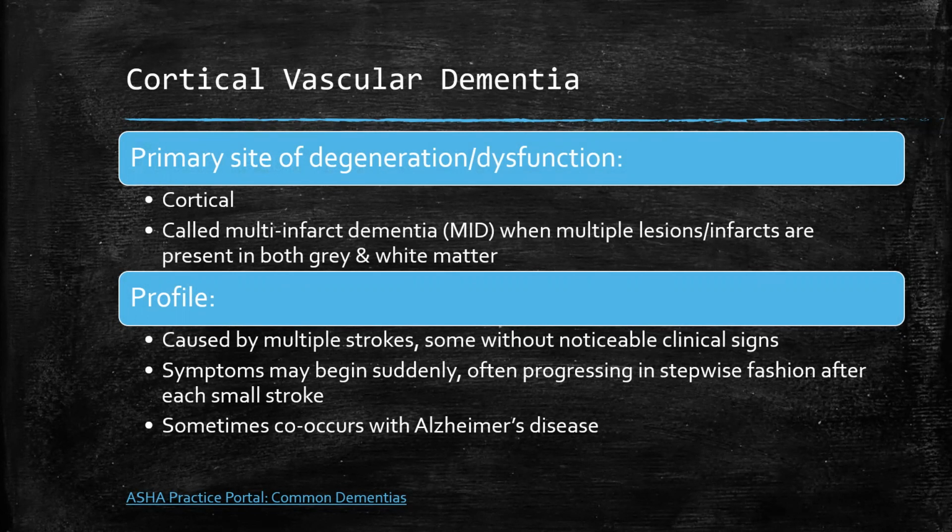So this is typically caused by multiple strokes, and it's someone without noticeable clinical signs. So perhaps they've had multiple strokes, and the strokes weren't apparent with clinical signs, but they have had multiple, which can lead to this cortical vascular dementia. So symptoms may begin suddenly, and they often progress in a stepwise fashion. So after each small stroke, you would see a fairly big decline in function. And then they'll probably kind of plateau out until the next small stroke occurs. This can sometimes co-occur with Alzheimer's disease as well.